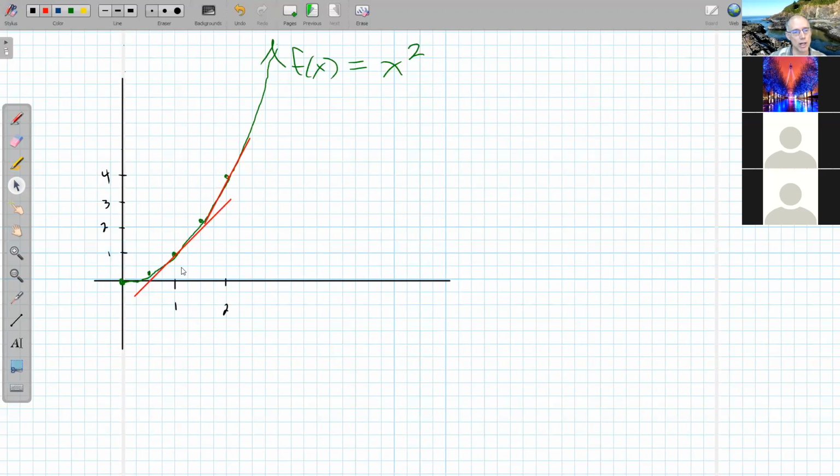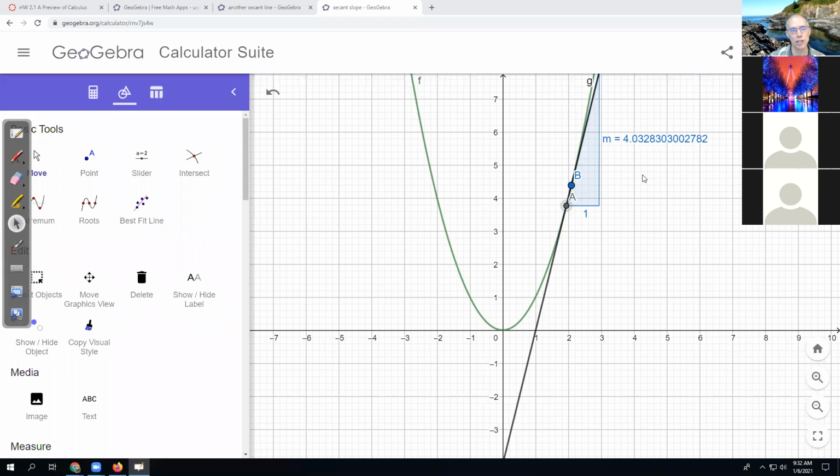Anyway, okay, so here we go. I tried to draw my best slope line here at the point 1, 1, and then I tried to repeat drawing my slope line at the point 2, 4 here, and I want to estimate what those slopes are. And I gave you this graphing calculator version to play around with.